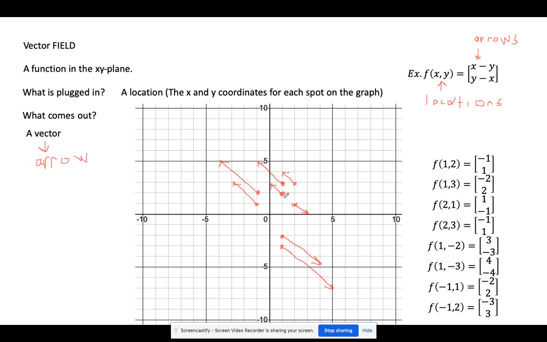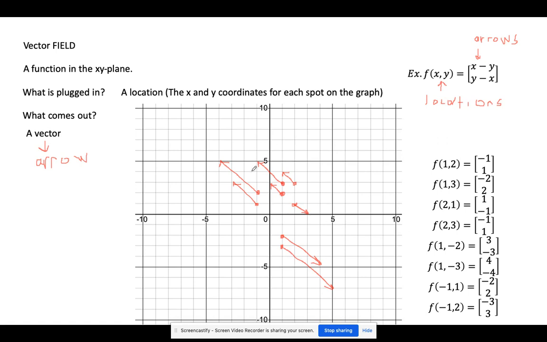Okay, and so this is what a vector field is. It's just a bunch of arrows. It's a function, and we can graph that function. What goes into the function is the location, your x and y numbers from each spot on the graph, and what comes out is these arrows. Every spot on this graph would have an arrow, every single spot.